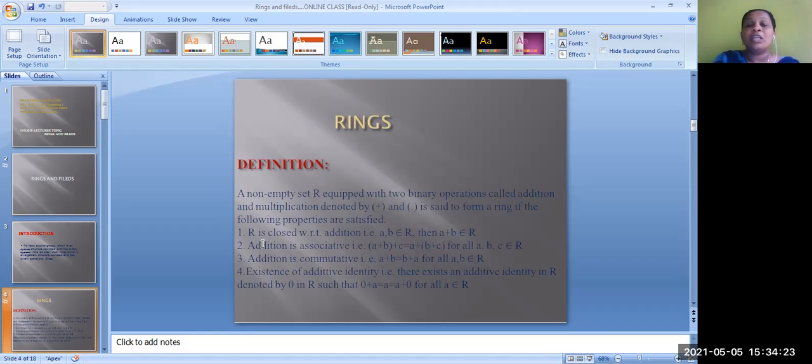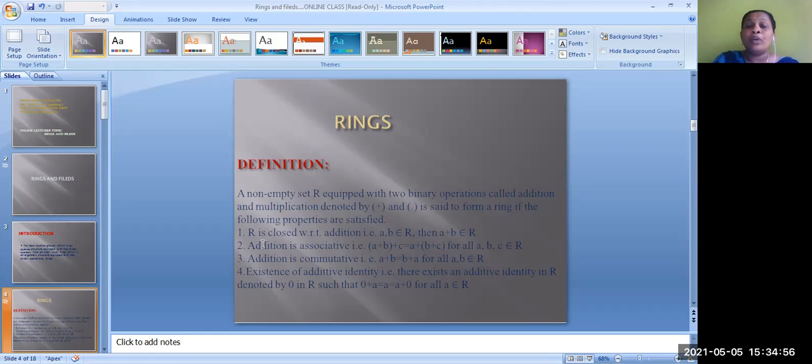Next, addition is associative. We are going to satisfy the associative law. To satisfy the associative law, we need three elements, a, b, c. The equation is (a plus b) plus c equals a plus (b plus c). On the left side we put an open bracket around a plus b, and then plus c, equals a plus (b plus c), for all a, b, c belongs to R.